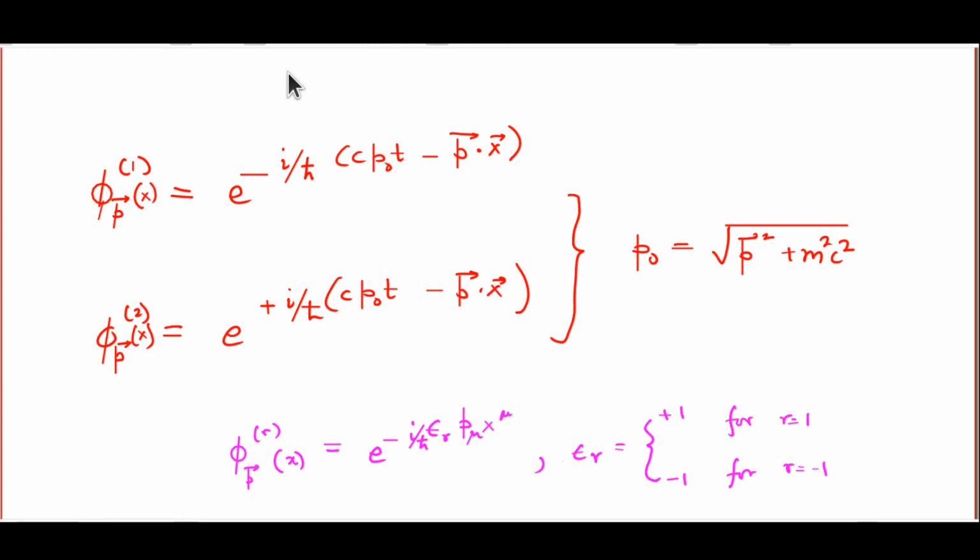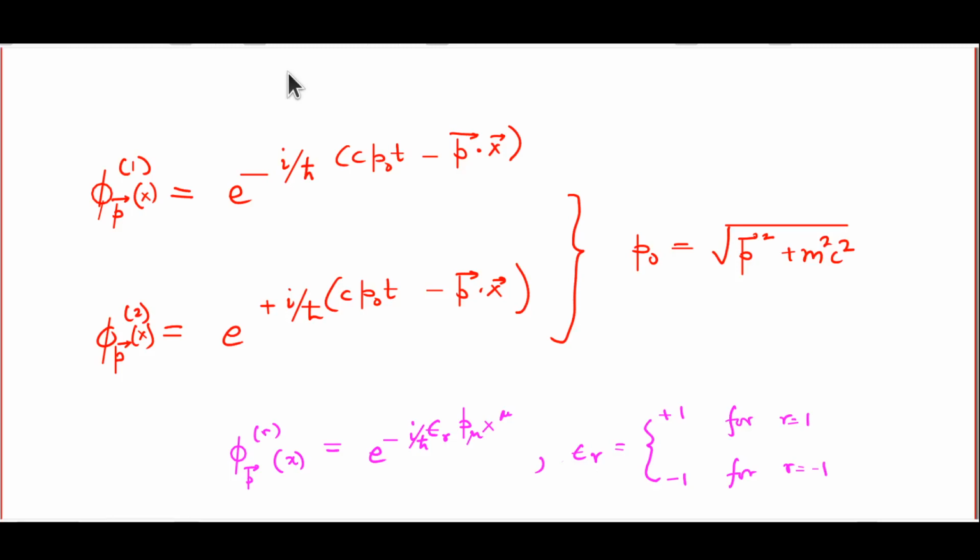Both of these can be compactly written in the form phi PR of x, where R can take either value 1 or 2, given by e to the minus i by h cross times epsilon R P mu x mu. Epsilon R is a factor which is either plus 1 when R is 1 and minus 1 when R is actually 2. So both the solutions can be rolled up into this one equation.